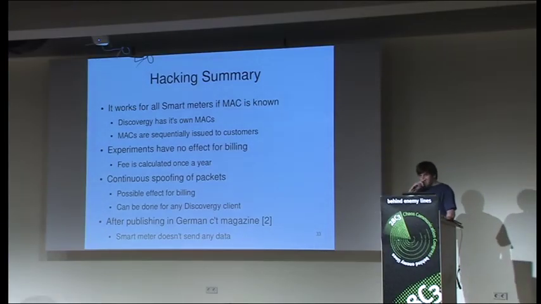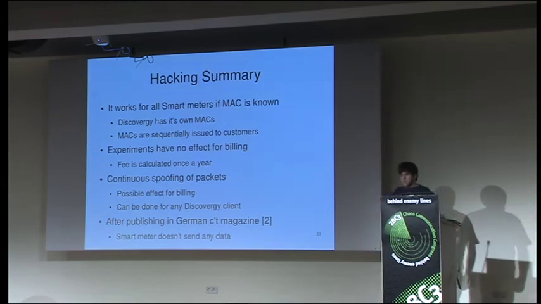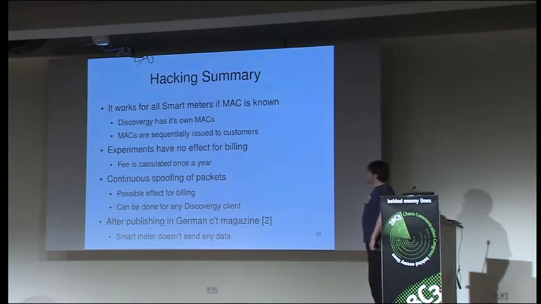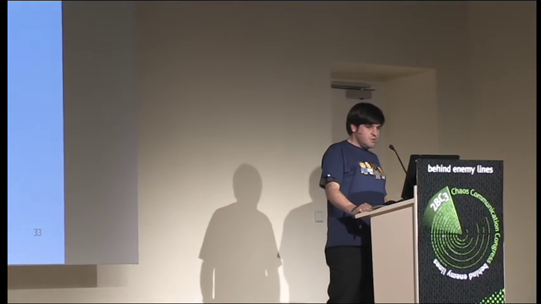The MACs are sequentially issued to the customers. So they have their own MAC range. You can find it in the RIPE database. And you will see that, or I could see my own IP address, my MAC address, the last byte. And I know another guy, he has 20 plus 20 from me. So he had it, I think, a month later or two months later. And there you see how many smart meters are issued.